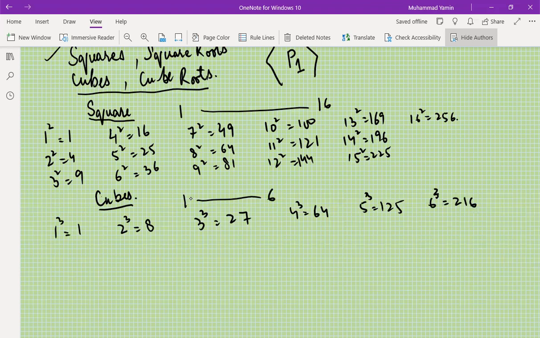Now, if you remember the squares, then you can easily remember the square roots, that is the back of it. For example, if the square of 11 is 121, the square root of 121 is 11. If the square of 6 is 36, then the square root of 36 must be 6. Same way, if the cube of 4 is 64, then the cube root of 64 is 4.